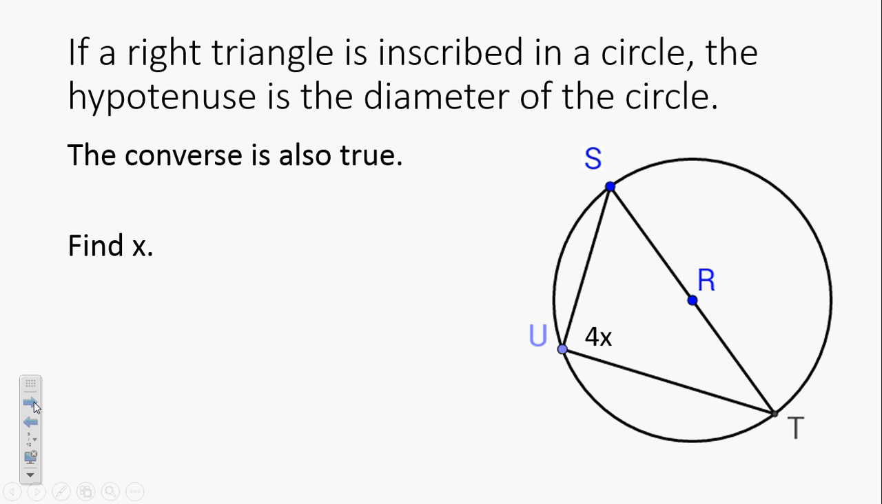And that makes sense, right? What type of arc do I have here, from S to T? A semicircle. What's the measure of a semicircle? 180. So we have a diameter. The measure of the central angle and the semicircle are 180 degrees. So that makes angle U, which is an inscribed angle, has to be equal to what?